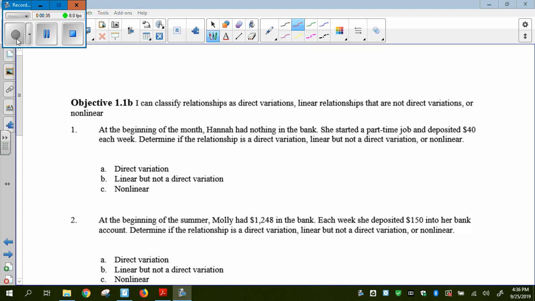Just a reminder here, we'll put this at the top. DV stands for direct variation. A direct variation must have three things. One, it has to be linear, and that means the numbers go up by the same amount or down by the same amount every time.